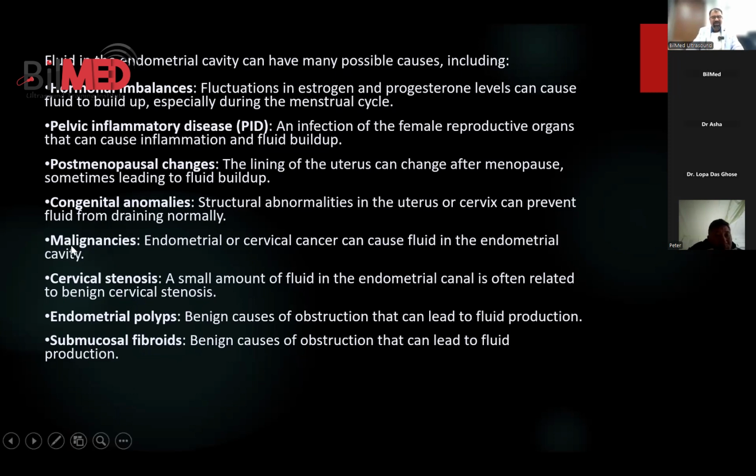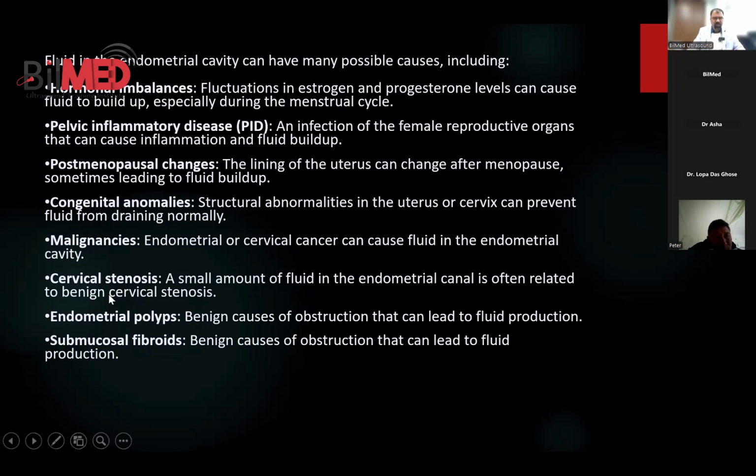Sometimes there are malignancies in the endometrium or cervix, maybe a cervical cancer, which does not allow the endometrial cavity to empty and will lead to fluid in the endometrial cavity. Sometimes there is cervical stenosis, or maybe a polyp which is obstructing the fluid that is produced high up. Sometimes maybe there is a submucosal fibroid.